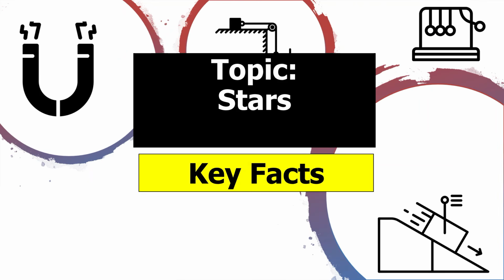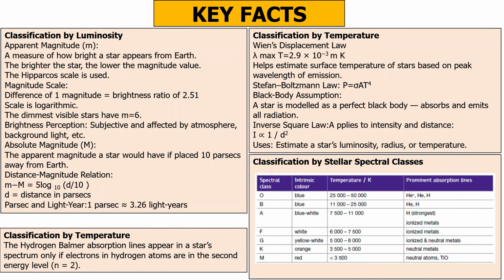So what are the key facts concerning stars? Well, we have classification by luminosity. Apparent magnitude is a measure of how bright a star appears from Earth. The brighter the star, the lower the magnitude value. We use a Hipparcos scale. Now the difference of one magnitude on this scale is a brightness ratio of 2.51. This scale is logarithmic, with the dimmest visible stars having an apparent magnitude of 6. Now this is subjective and affected by the atmosphere and background light.